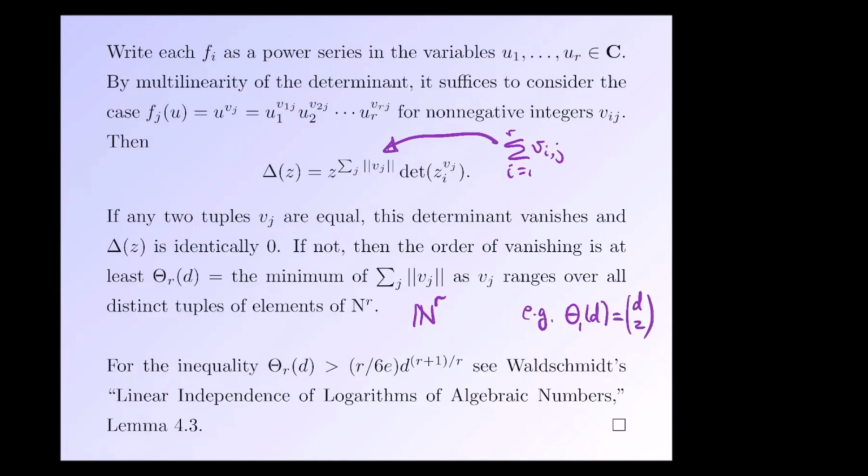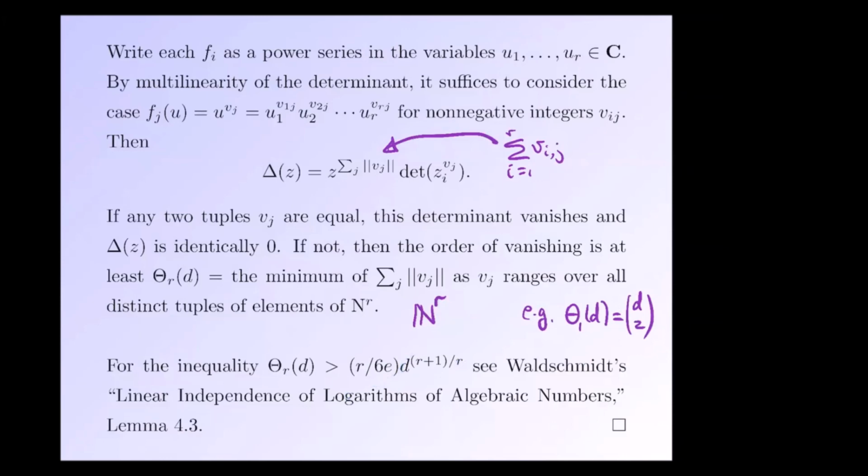Because then these vj's are not vectors anymore, r is 1, so these are just numbers. I'm saying I want distinct natural numbers, and I want d of them. So the smallest the sum of d distinct natural numbers could be is d choose 2. It's 0 plus 1 plus 2 all the way up to d minus 1. So you can see that this is growing basically like d squared. In general, it doesn't grow as fast as d squared, but it grows as fast as d to the (r plus 1) over r times some constant.